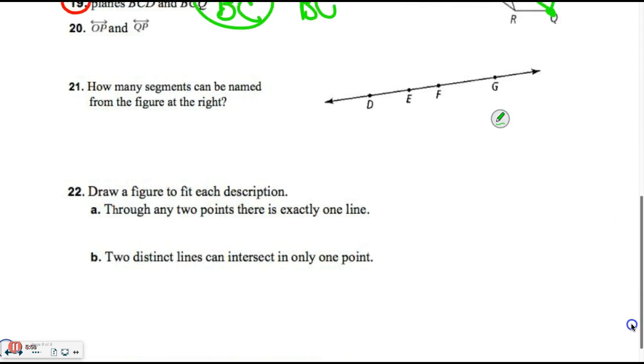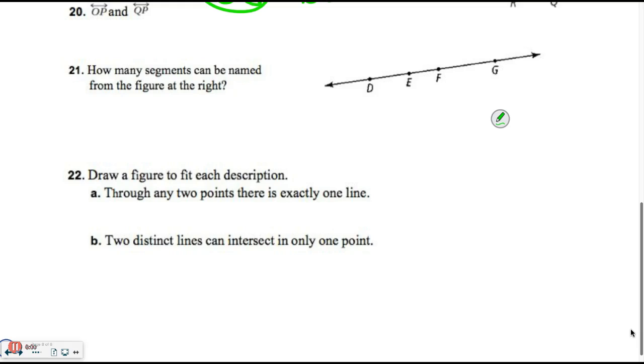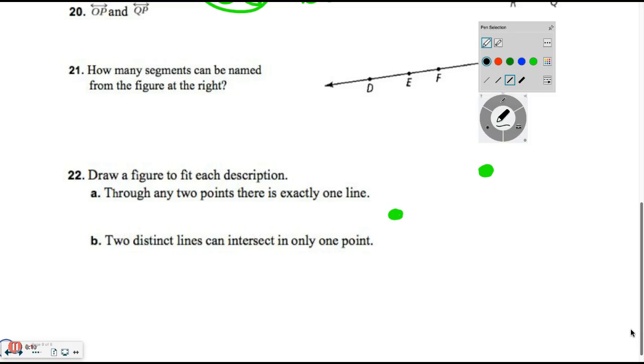All right. Through any 2 points, there is exactly one line. We'll draw that. Here's 1 point. Here's another. And there's only one line I can draw now. Once I've got 2 points, there's only one line that can be drawn through those 2 points. And it looks like this.